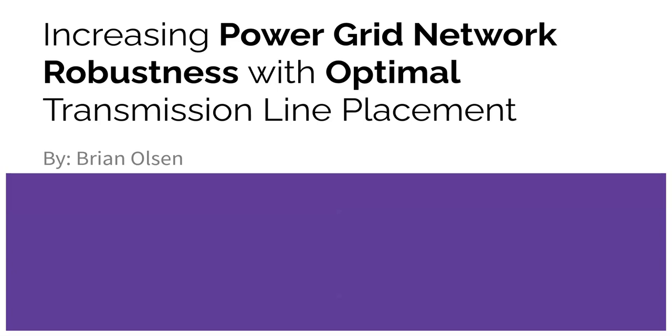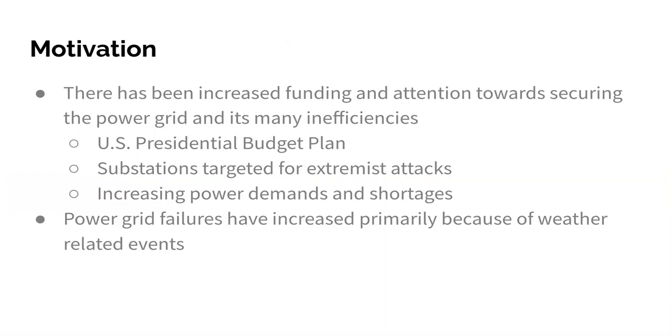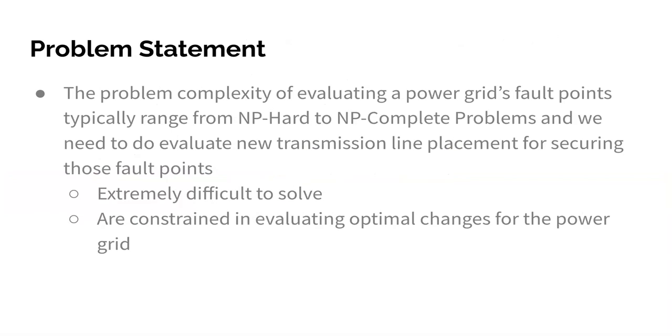My project is on increasing power grid network robustness with optimal transmission line placement. The motivation behind this project is that there has been increased funding and attention towards securing the power grid and its many inefficiencies. The U.S. presidential budget plan, for example, has announced $13 billion in funding to modernize the U.S. power grid. Substations targeted for extremist attacks have become more common. Increasing power demands and shortages will only increase given population flux, and power grid failures have increased primarily because of weather-related events, also tying into the theme-related issue for this year's hackathon.